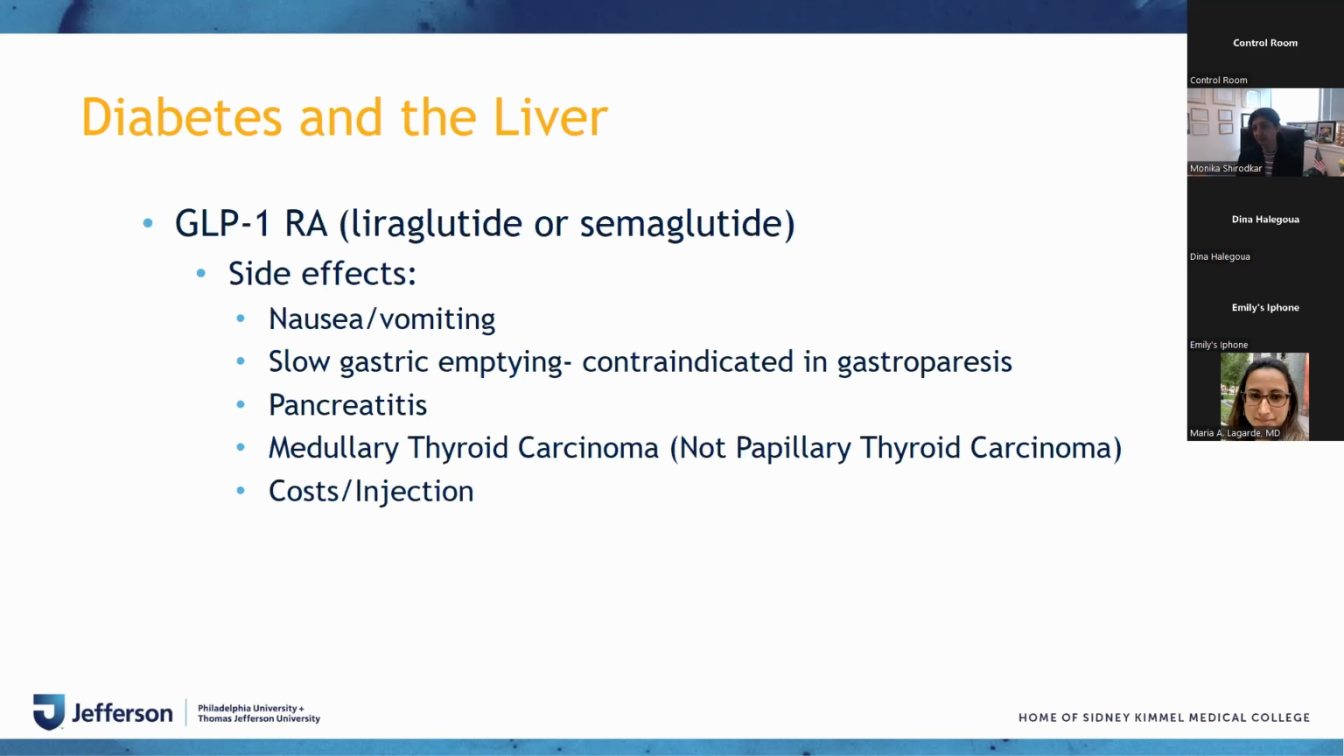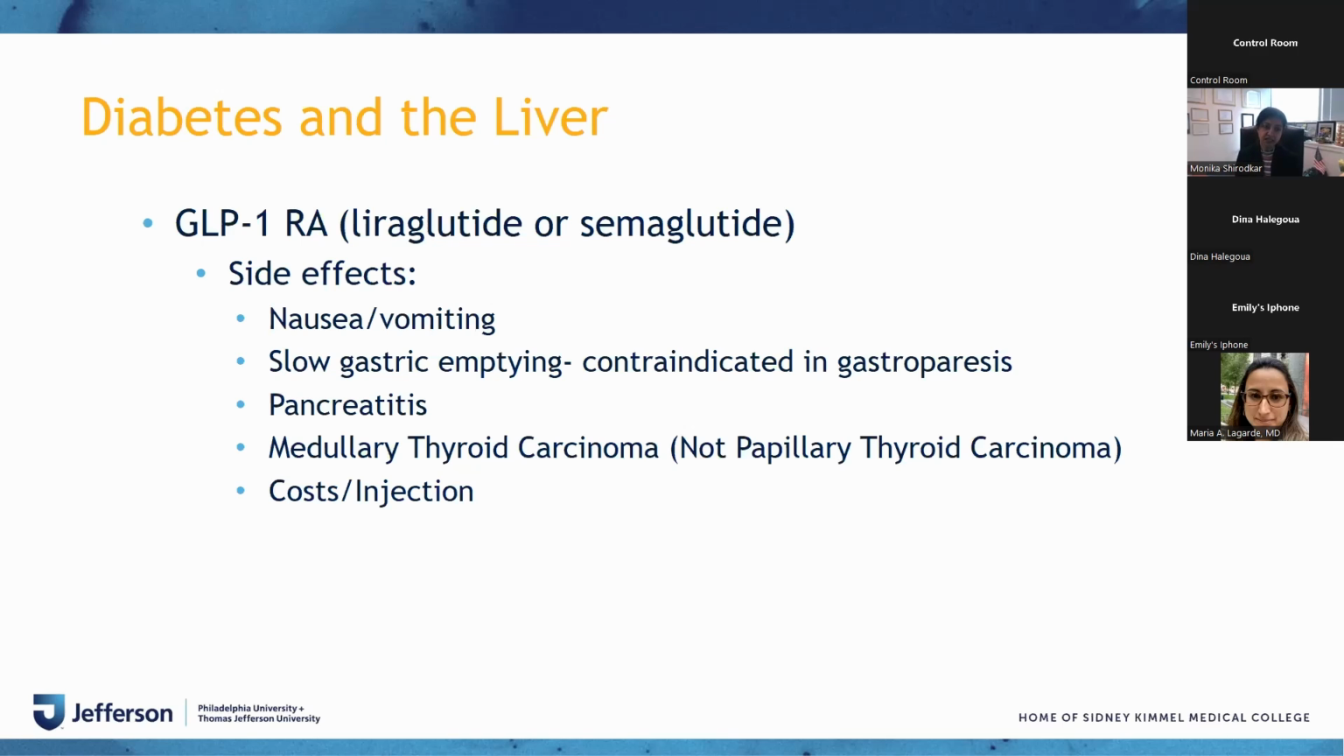And then medullary thyroid carcinoma, once again, a very rare side effect. This was shown in the studies in rats, and there's some C-cell hyperplasia. But I like to highlight this because this is not true with papillary thyroid carcinoma, which is the most common thyroid cancer that we see. Medullary is not very common at all. It tends to run in families. So you probably would know if that is a risk factor in your family.